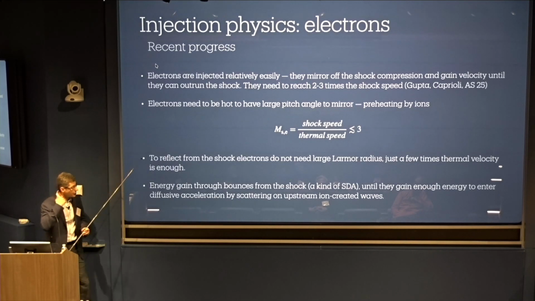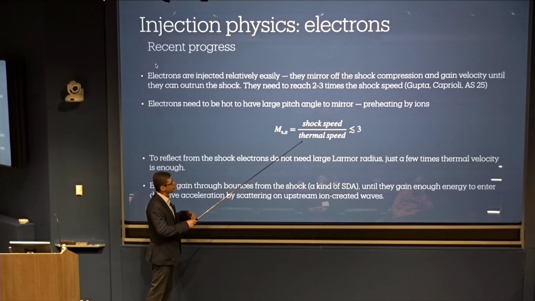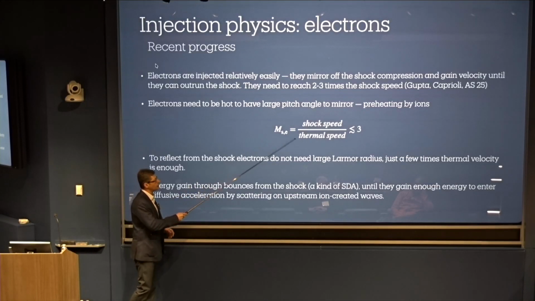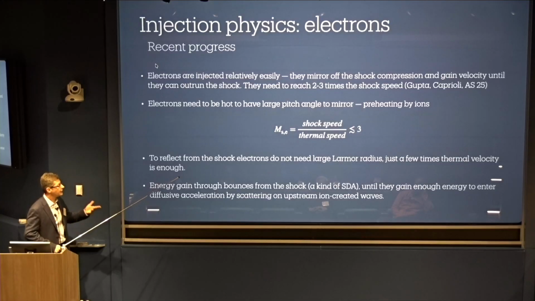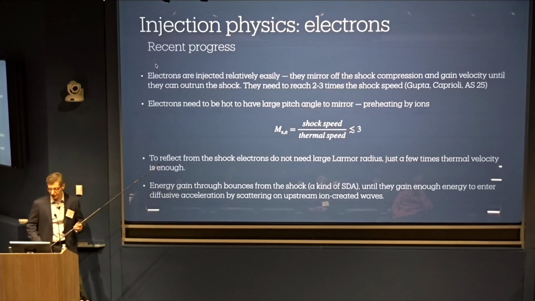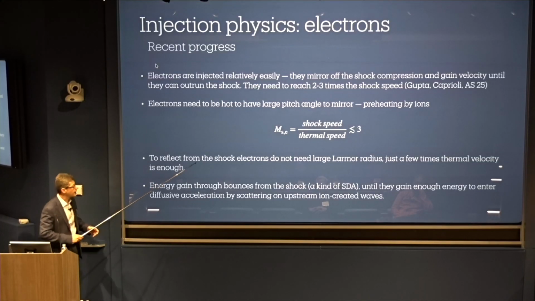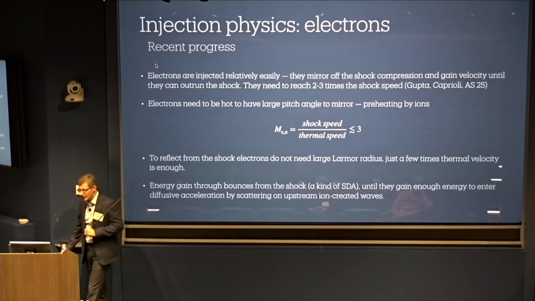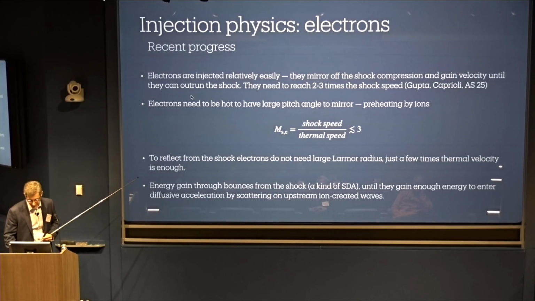So in fact, the injection condition for electrons is just that they should be faster than a few times the shock velocity. So the effective sonic Mach number for electrons has to be less than 3. And that's easily achieved with preheating in front of the shock due to various instabilities that electrons encounter as they approach the shock. So electron injection, or at least reflection from the shock, is much simpler than was expected before.